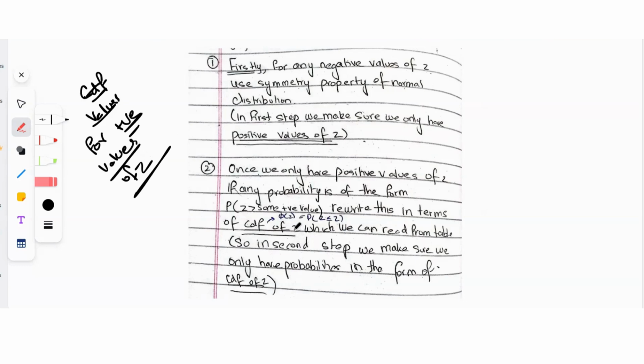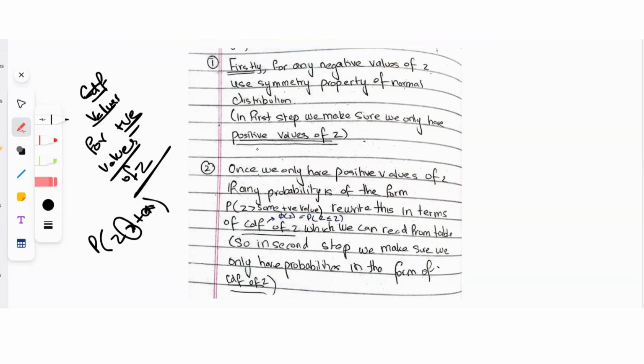Once you only have positive values of z, if any probability is in the form probability Z is greater than some value a, we know the Z table only gives us CDF values, so we'll write this greater-than in the form of less than or equal to, and for this we can use the complement rule. We write this in terms of the CDF of Z, and then from the table you can read this CDF out. So in the second step, we make sure we only have probabilities in the form of the CDF of Z.